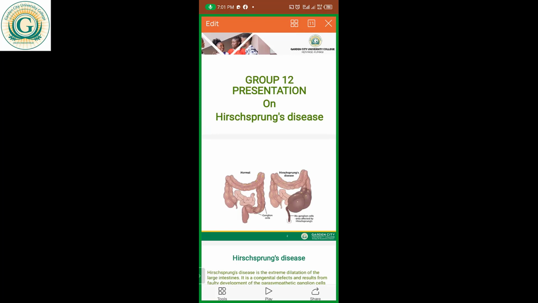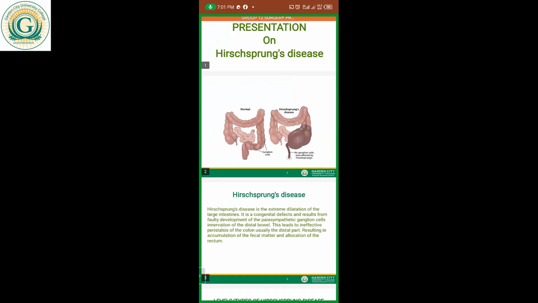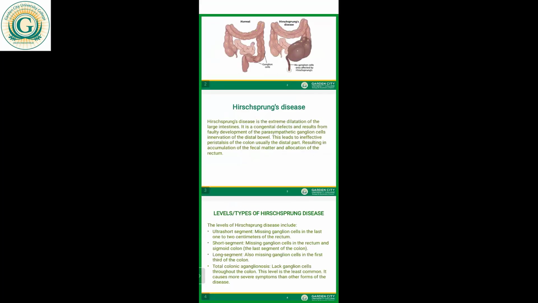We are presenting on Hirschsprung's disease. Hirschsprung's disease is the extreme dilatation of the large intestines. It is a congenital defect and results from faulty development of the parasympathetic ganglion cells innervating the distal bowel. This leads to ineffective peristalsis of the colon, usually the distal part, resulting in accumulation of fecal matter and dilatation of the rectum.